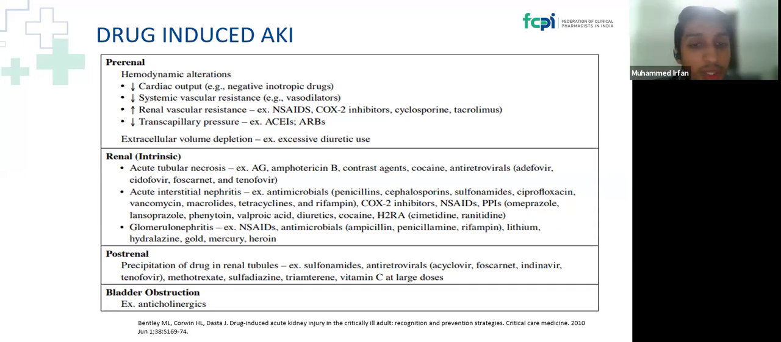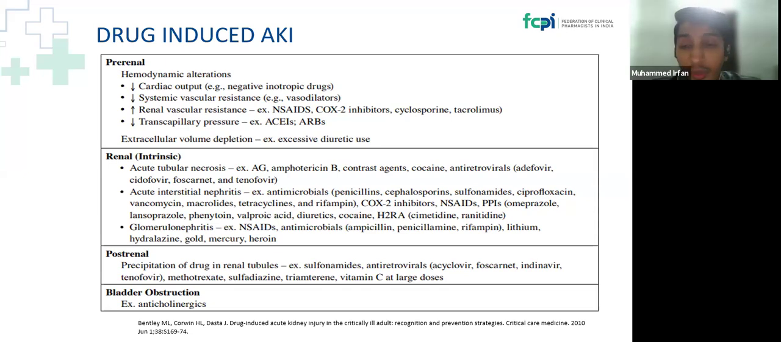And next, the acute interstitial nephritis, which is mostly caused by antibiotics like penicillin, cephalosporin, sulfonamides, and ciprofloxacin, that is the fluoroquinolones, and also vancomycin. Vancomycin is also nephrotoxic, as you all know. And the next one is glomerular nephritis. It is also caused by NSAIDs and also antimicrobials like penicillin, penicillamine, and rifampin.